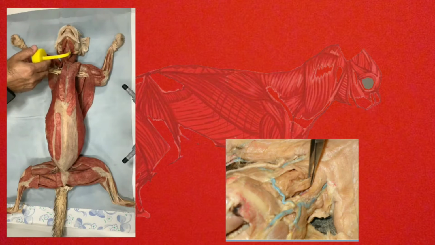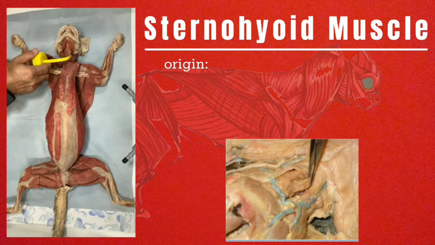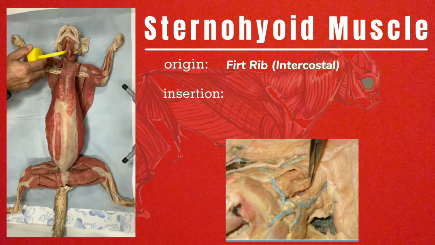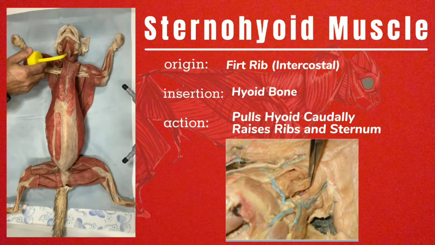For the next muscle, we have sternohyoid. Sternohyoid is a muscle of the larynx, where it originates in the first rib. It is in the hyoid bone for insertion, where it pulls the hyoid caudally and raises the ribs and sternum for action.